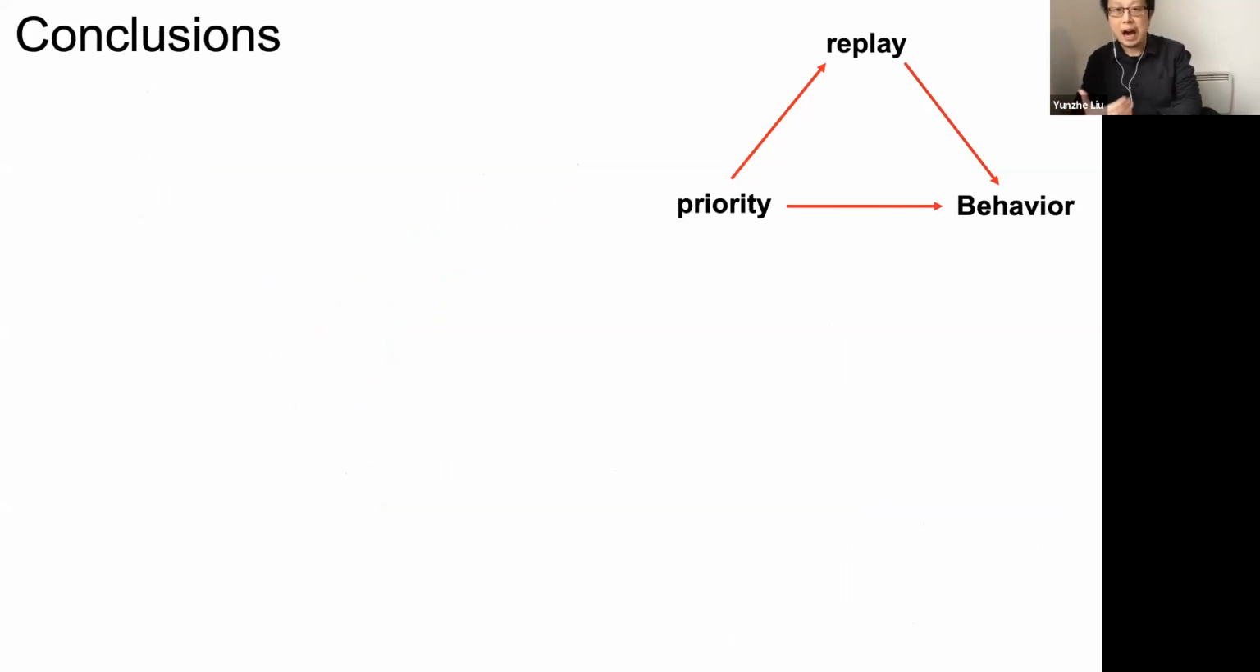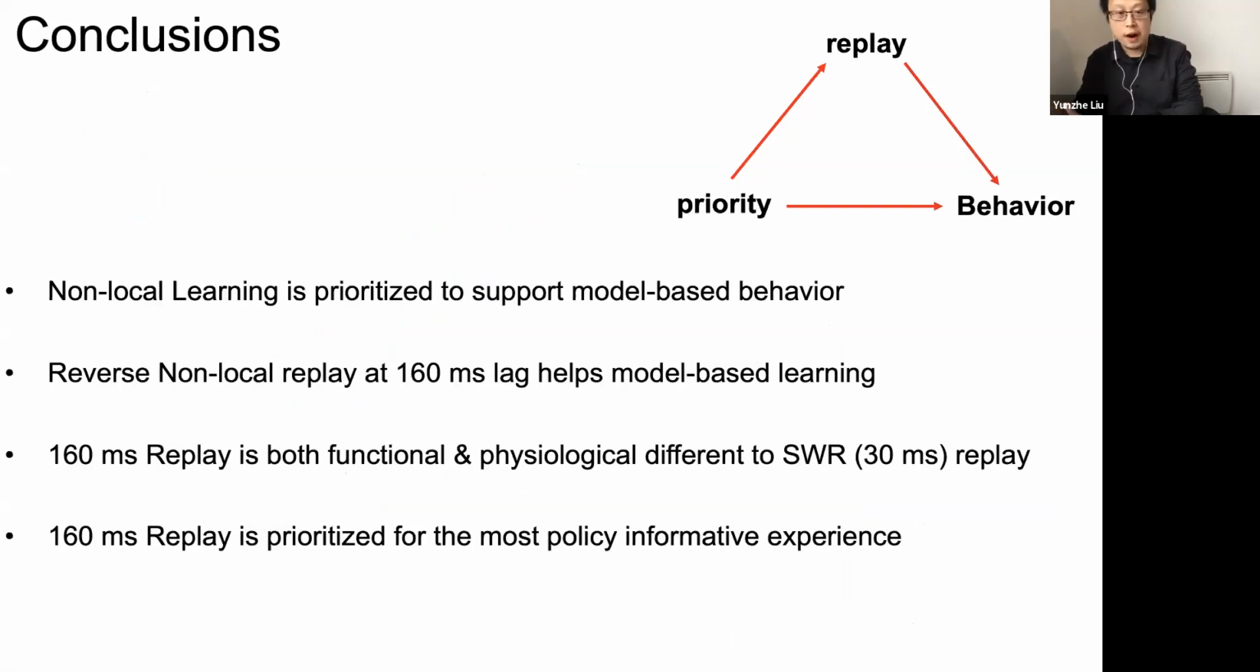All right, with that, I want to conclude. So we find non-local learning is prioritized to support model-based behavior, and we find reverse non-local replay at 160 millisecond lag helps model-based learning. And it's both functionally and physiologically different compared to this sharp-wave ripple faster 30 millisecond replay. And this 160 millisecond replay is prioritized for the most policy informative experience. And with that, thank you, and thank you to all my collaborators, Kim, Nathaniel, Marciano, and Ray, and thank you.